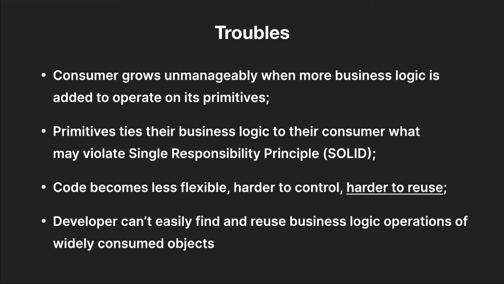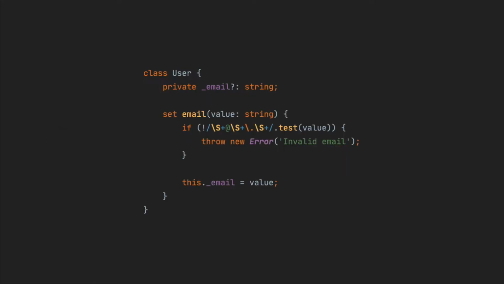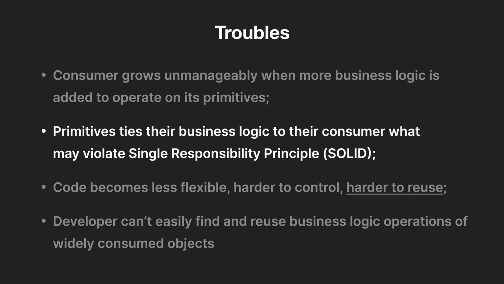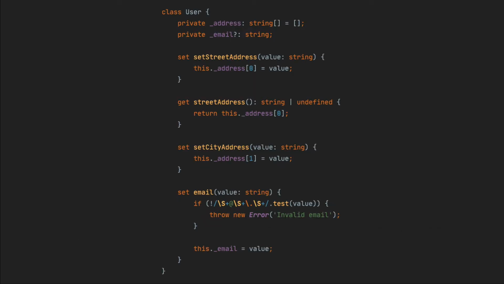A developer can't easily find such business logic to reuse if this business logic is tied to a consumer, in our case the user. If we look at every one of these troubles in the code, when email business logic expands, let's say we implement some distinguishing between corporate email or private email, then user will grow. Or the primitives, when they are tied to business logic like there and we add, let's say, an address, the user handles all this stuff.